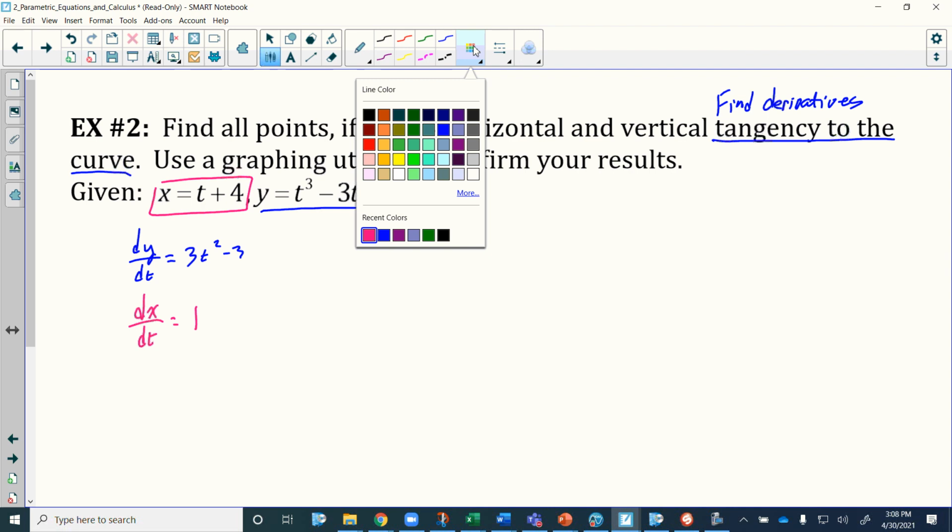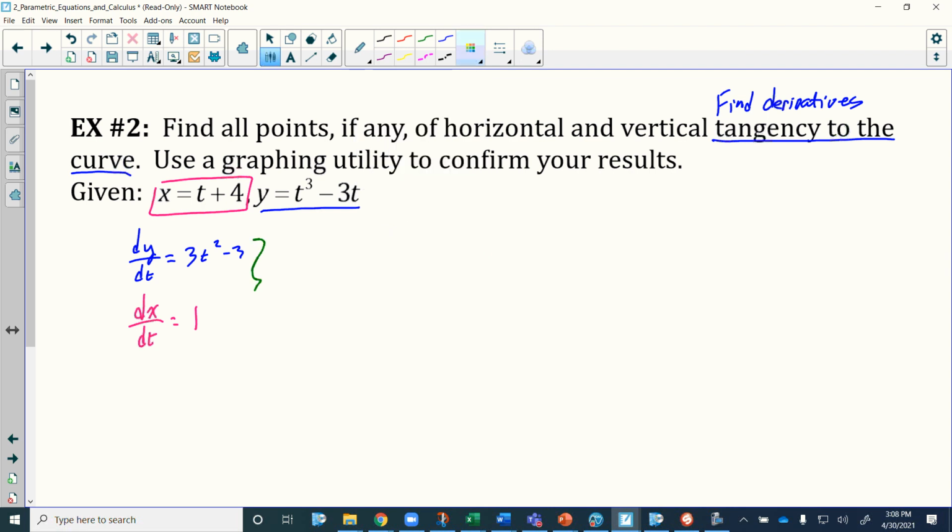So what we're going to be working with here, when we say we want the derivative, dy/dx, that would just be 3t squared minus 3 over 1, which is just 3t squared minus 3. And use a graphing utility to confirm your results. So we'll do that. I've already done it a couple times.